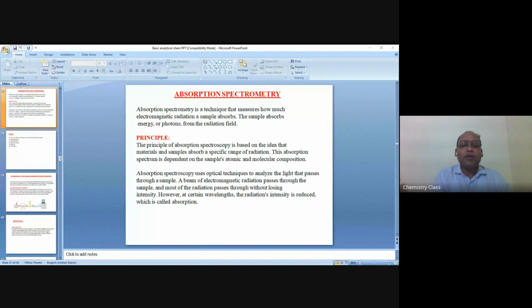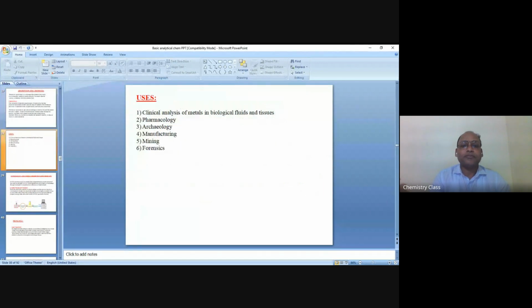Okay, now we come to the next slide. Where can we use this? This is used for the clinical analysis of metals in biological fluids and tissues. We can use absorption spectroscopy in this method, in pharmacology, then archaeology, manufacturing, mining, and forensics. If you ask me how it is used in mining, see my ore.